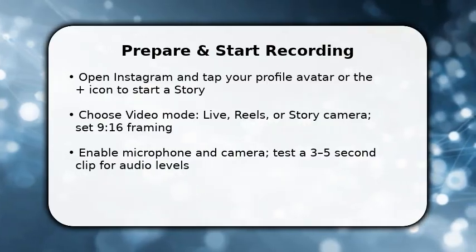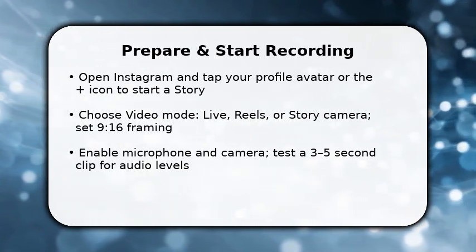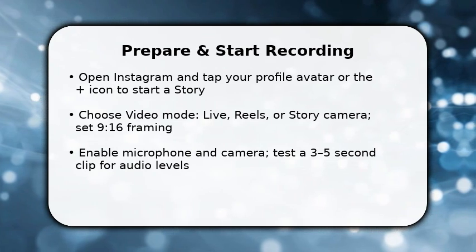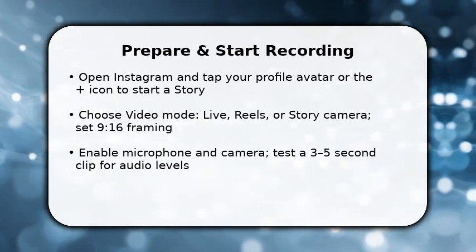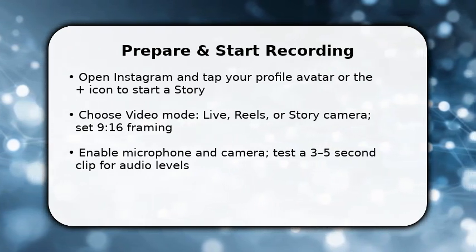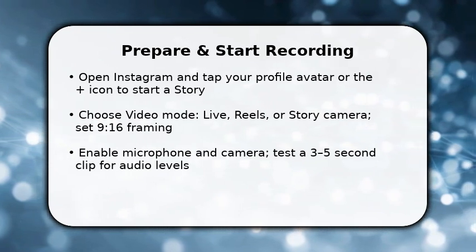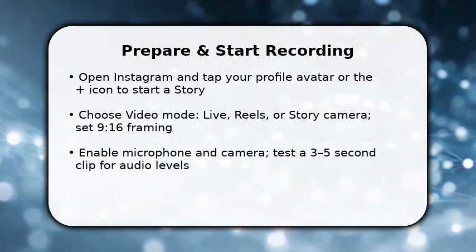You're starting right now. Open Instagram and tap your avatar or the plus to create a story. Choose video mode, story camera for short clips or reels if you want editing options, and make sure your phone is in portrait 9:16. Once done, enable the microphone and camera permissions. Record a brief 3-5 second test so you can hear levels and adjust proximity.